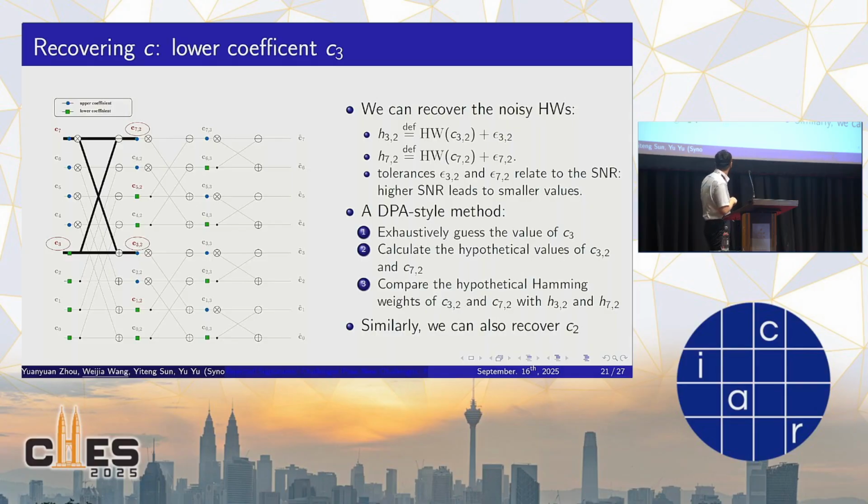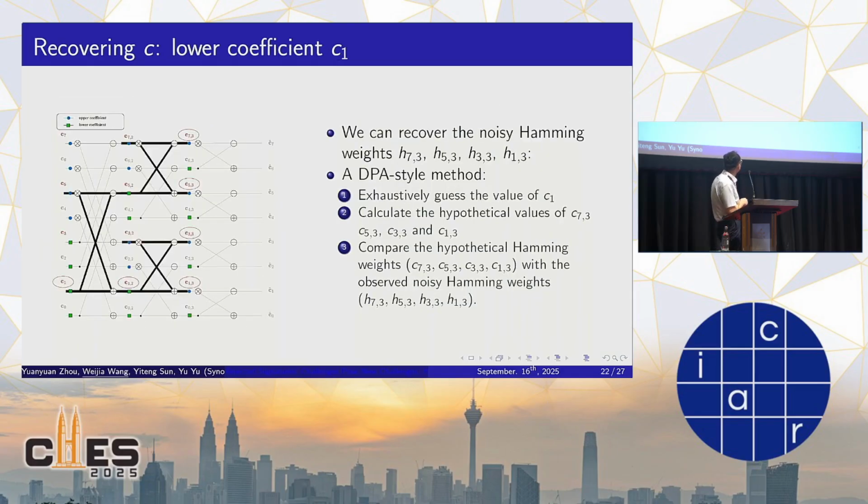Similarly, we can also recover the value of C2. Then we move to the lower coefficient C1. For this one, we need to consider these four coefficients. We can assume that we can recover the noisy Hamming weight of these four coefficients. The DP-style method is similar.